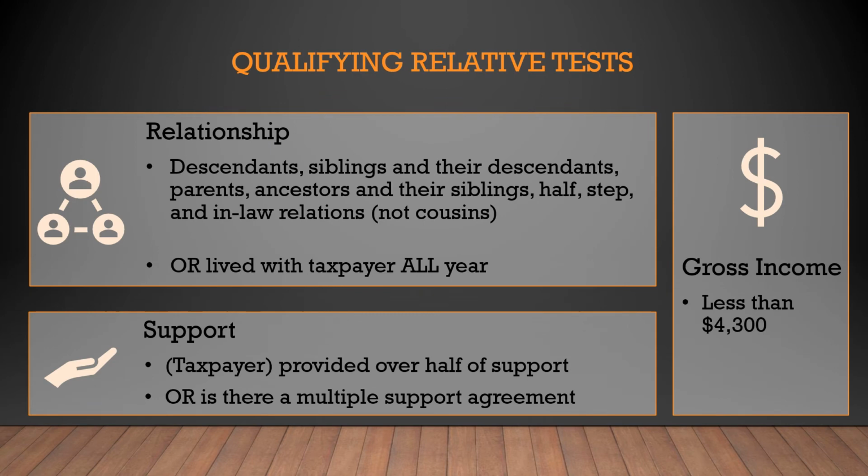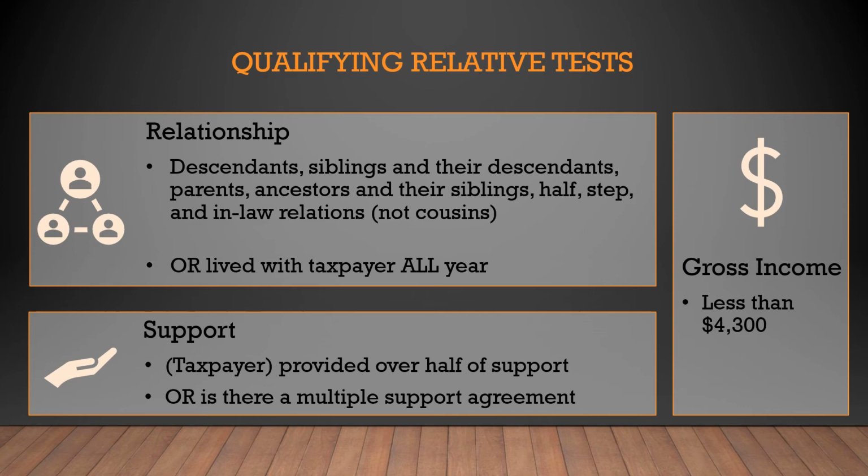If we got through those 4 tests for qualifying child and we determined that this potential dependent is not a qualifying child, then we move on to the qualifying relative tests. And here there are 3 tests. We have a relationship test, a gross income test, and then a support test. And there are two ways that a potential dependent could qualify as a qualifying relative under the relationship test.